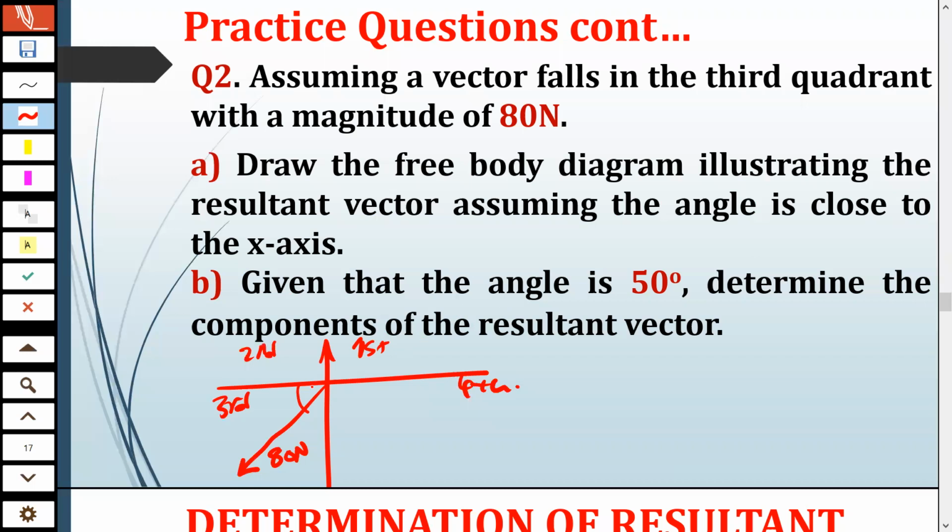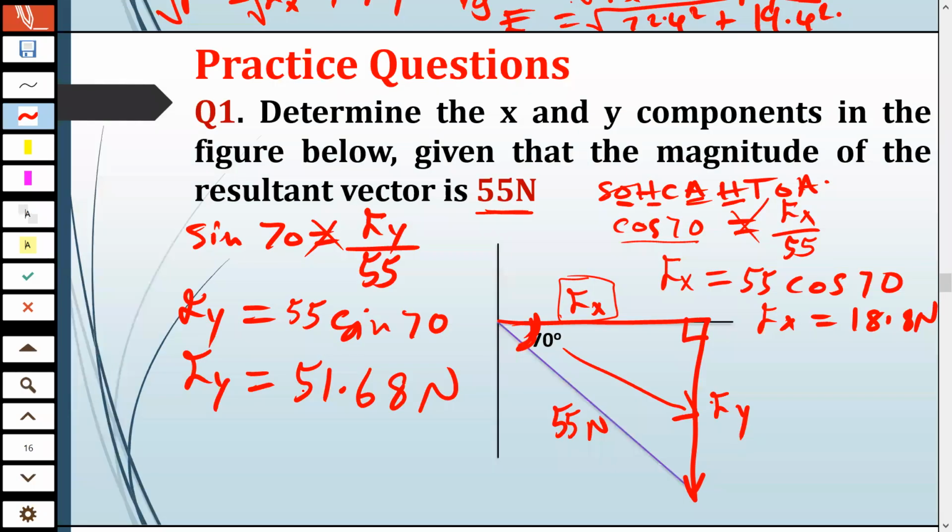Given that the angle is 50 degrees, determine the components of the vector. So this one is also straightforward. Do I need to solve it? Yes, let me show you how to do it. Again, I forgot to show the directions. The y is supposed to carry a negative because we're going towards the negative y, and for x, we're going towards the positive x. So I forgot to write the negative.